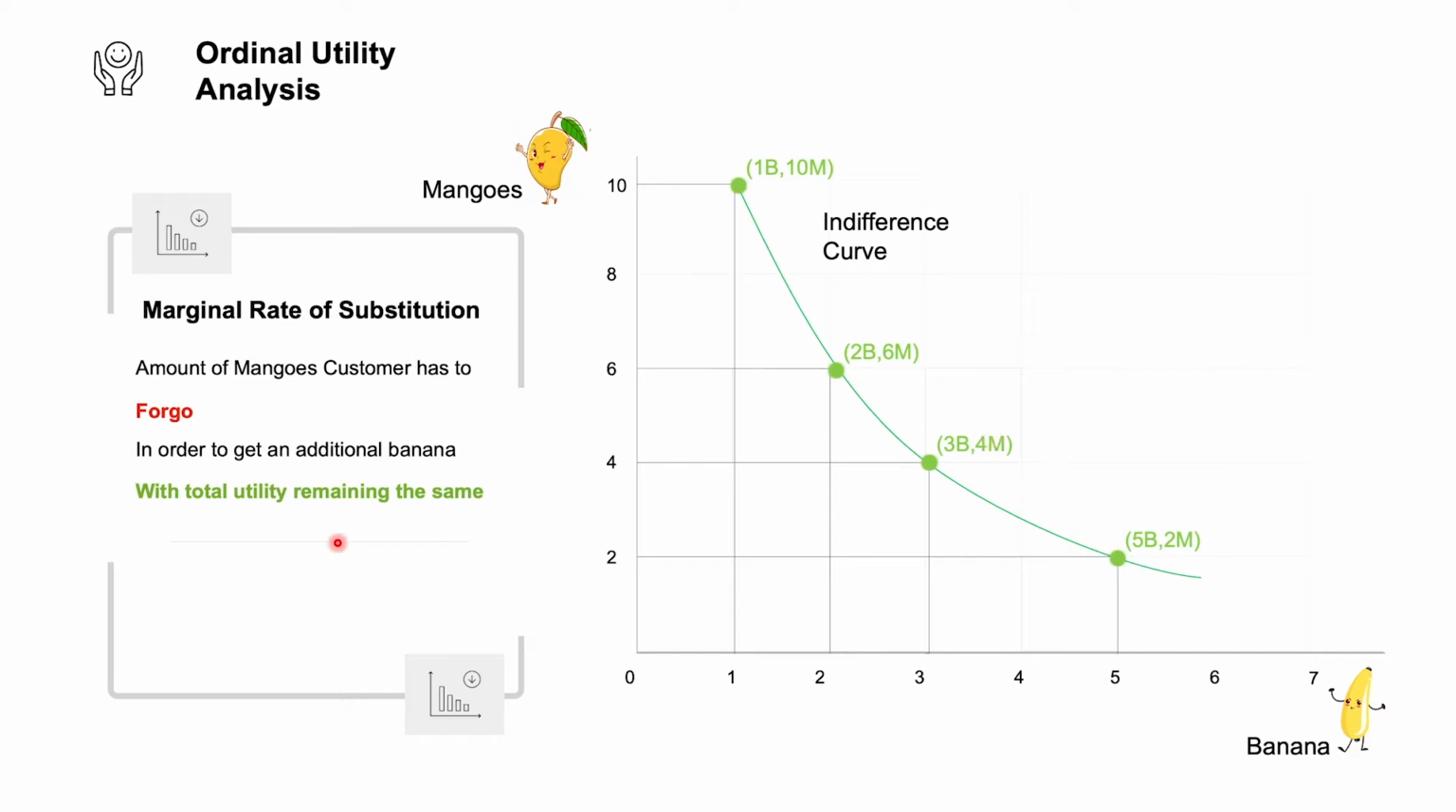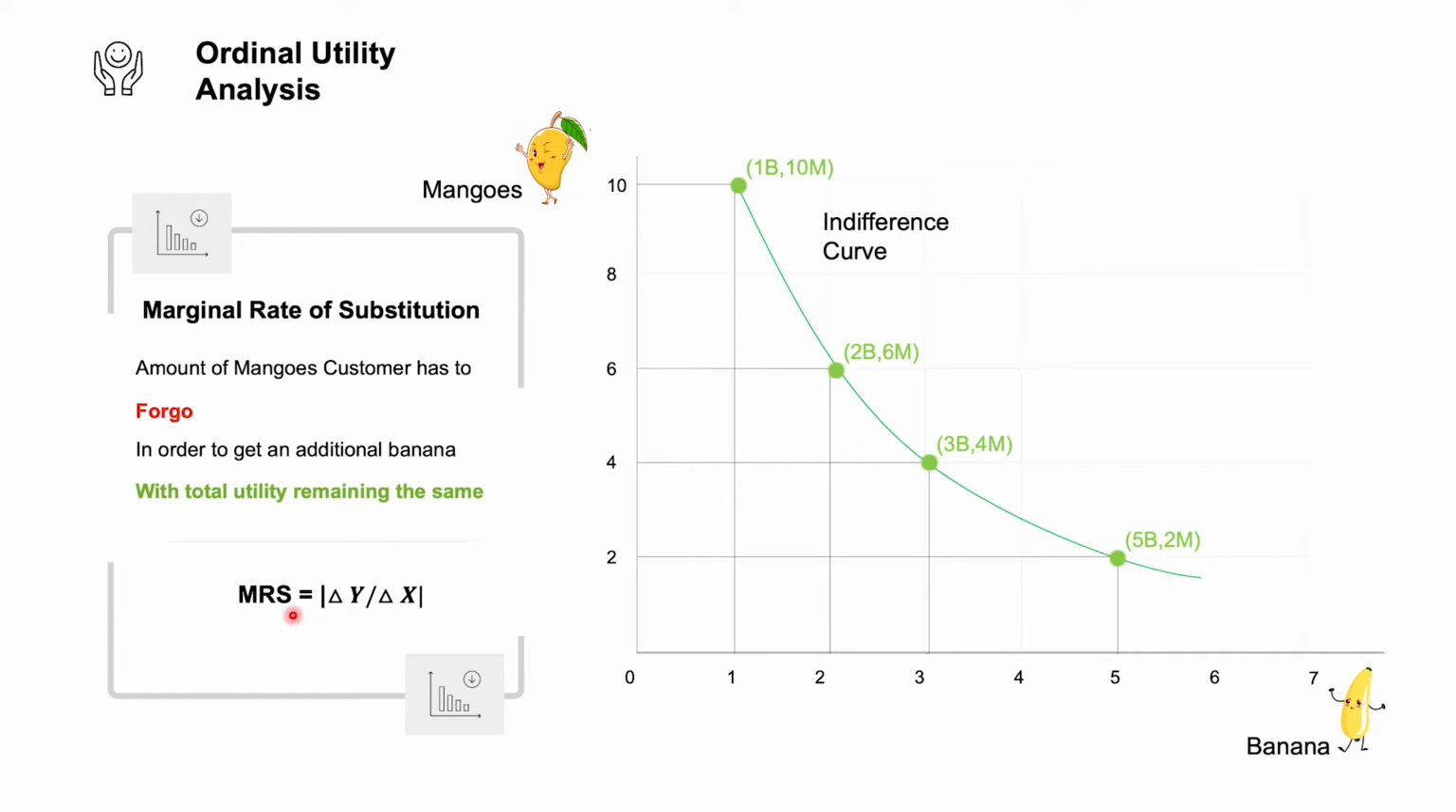How much mango the customer is sacrificing is called the marginal rate of substitution. The final point is that the total utility remains the same. That's the reason, right? Here the total utility, which is nothing but the satisfaction that the customer has, remains the same, and that is called the marginal rate of substitution. Hope the concept is very clear to you. We have seen that in the graph, and we'll see that in numbers also.